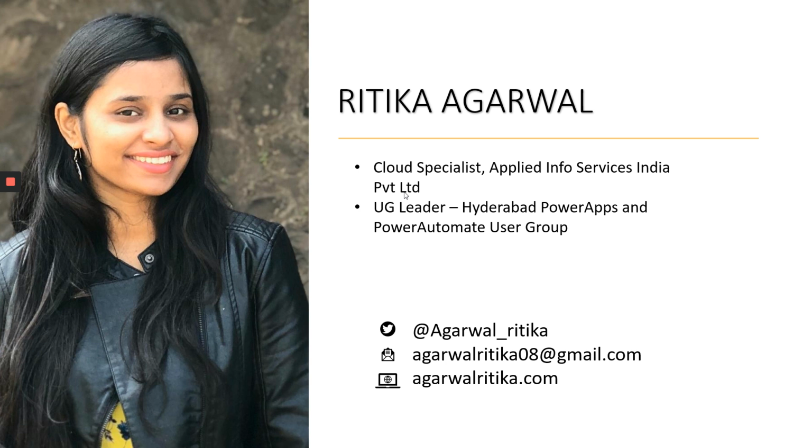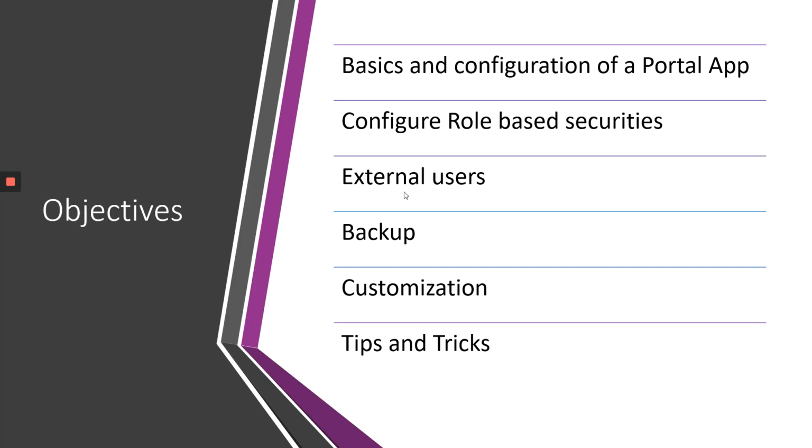Okay, so let's go ahead and take a look at the objectives we are going to cover as part of this workshop. So first, we'll talk about the basics and the configurations that are needed to configure the portal app, and what you need to import or any prerequisites for building your first portal. Then we'll see how you can configure role based security. Let's say you have two different divisions and you want to differentiate their users on what data they can see. You can configure role based security based on that.